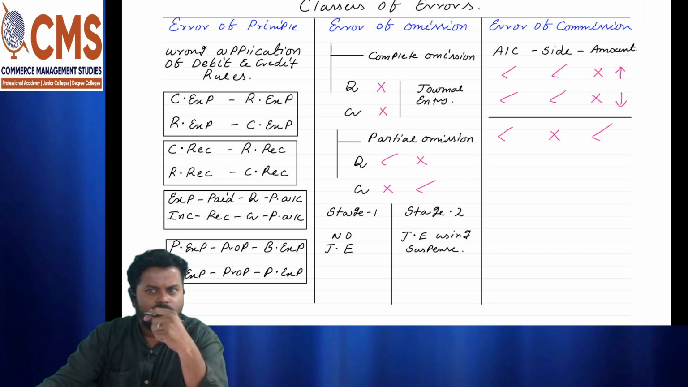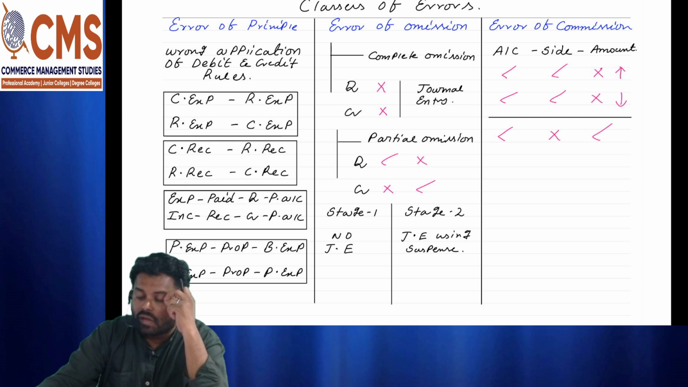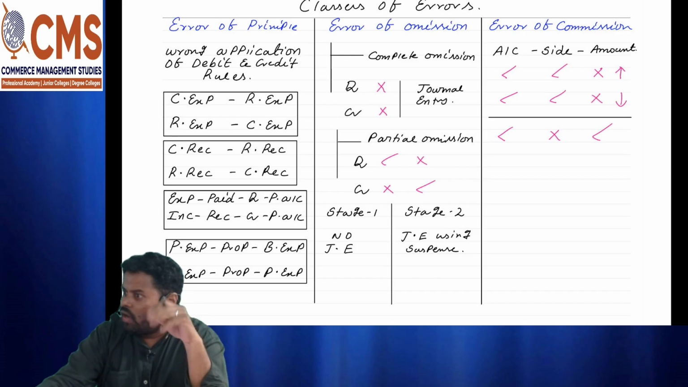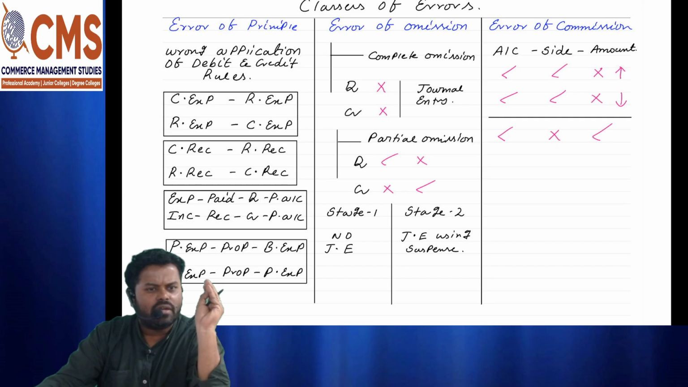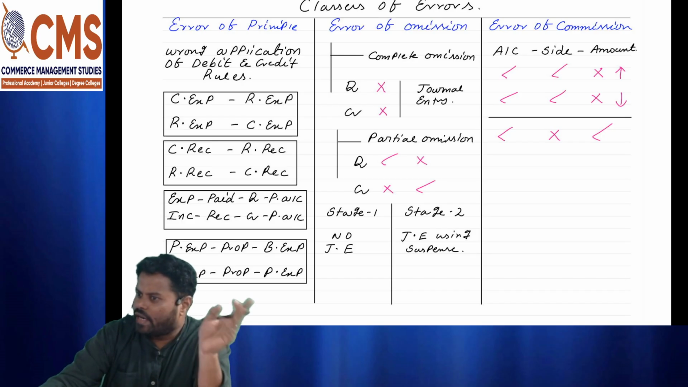Sir, how is it possible? Anything is possible. As long as nothing is impossible in accounts as far as we are concerned. Right. So account is correct, amount is correct, but one small thing went wrong, sir. I wrote it on the wrong side. Wrong side in the sense debit side. Instead of writing it on the debit side, wrote it on the credit side.